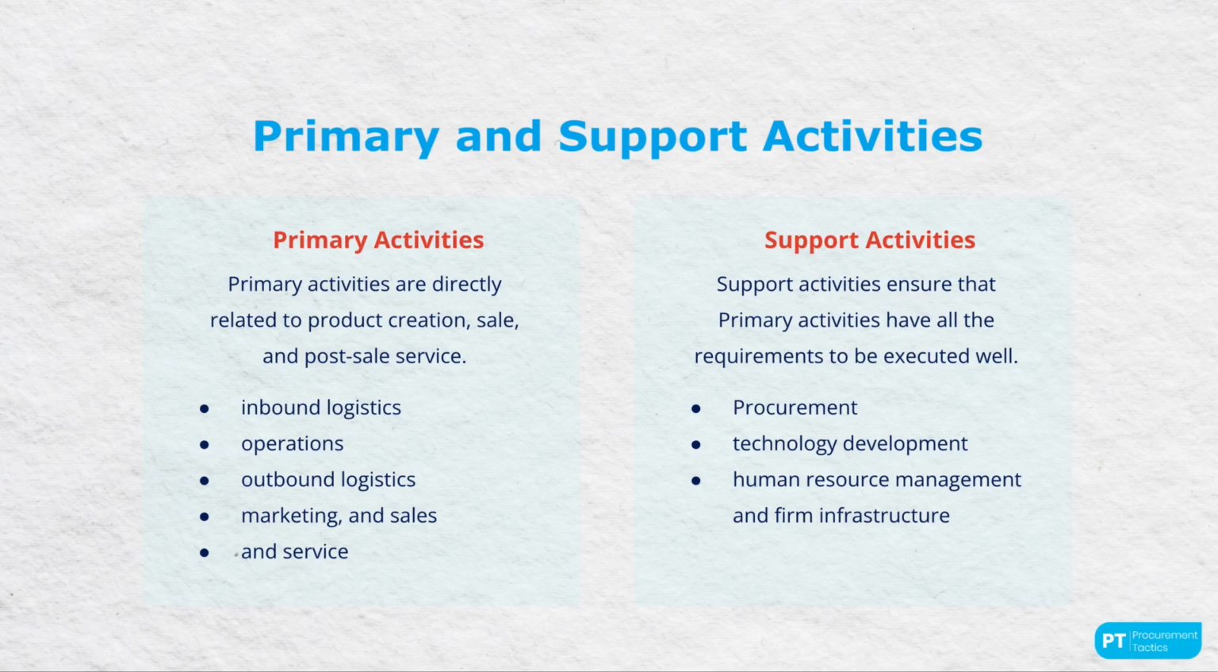There are two categorizations of activities in Porter's value chain model, and these are the primary activities and the support activities. Primary activities are directly related to product creation, sale, and post-sale service, while support activities ensure that primary activities have all the requirements to be executed well. Here are the activities from both categories, which we will delve into later on in this template. The primary activities are inbound logistics, operations, outbound logistics, marketing and sales, and service. Then we have the support activities, which include procurement, technology development, human resource management, and firm infrastructure.